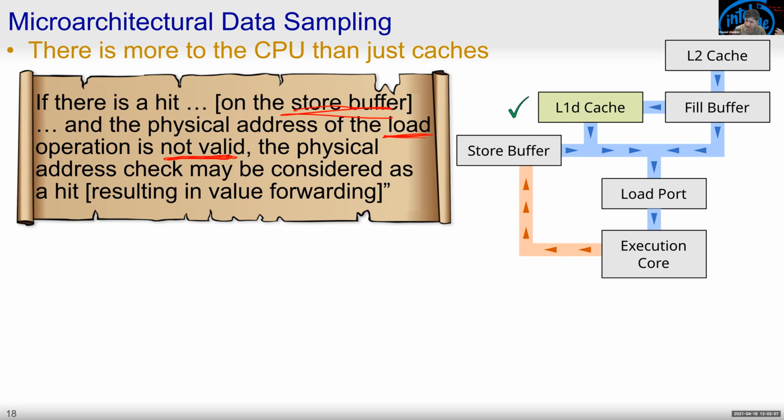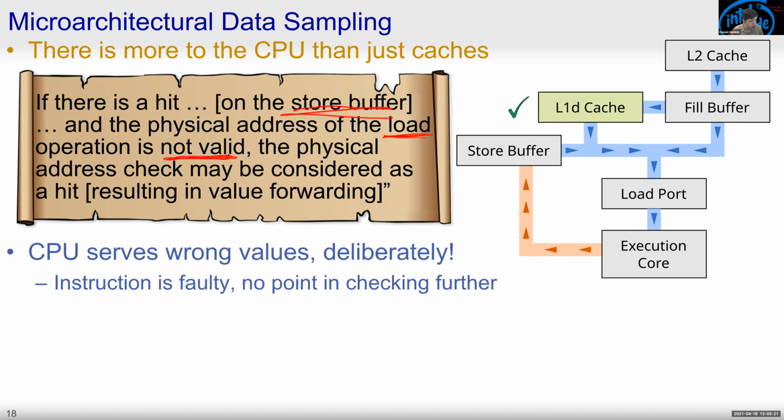Let me summarize this in one sentence. If you have a crazy load trying to access data that it is not allowed to access, forget about checking physical addresses and just give it some data out of the store buffer. Basically, the CPU serves wrong values deliberately to faulty loads. Why? The load is faulty anyway. This program will crash somewhere down the line. There is no point in checking anything further. Just give it something, because it needs an answer now. It's going to crash anyway.